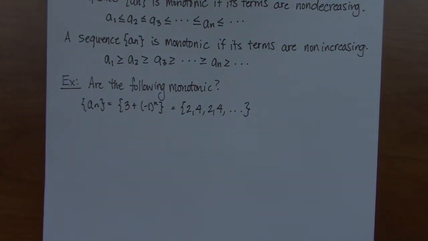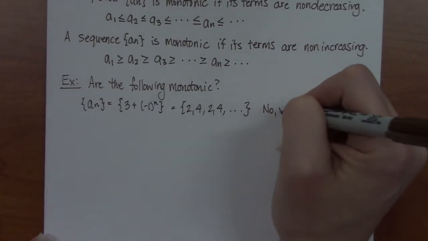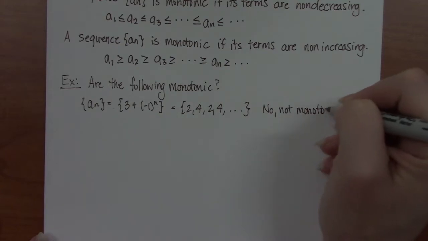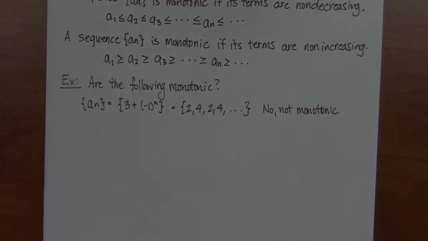Okay. So we've looked at this guy before. We know it's bouncing between 2 and 4, and it's definitely not monotonic, right? It's going up and down and up and down and up and down. So it's not moving in one direction. And so this sequence is not monotonic. Right? And sometimes, as I told you, it's just really obvious. You can just look at it and tell.